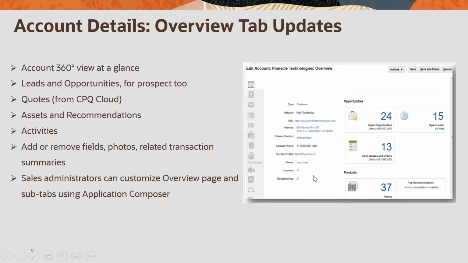And the overview page also lists things like what type of customer it is, the primary contact and his contact information, and who is the owner. All of this we can see from the overview page.